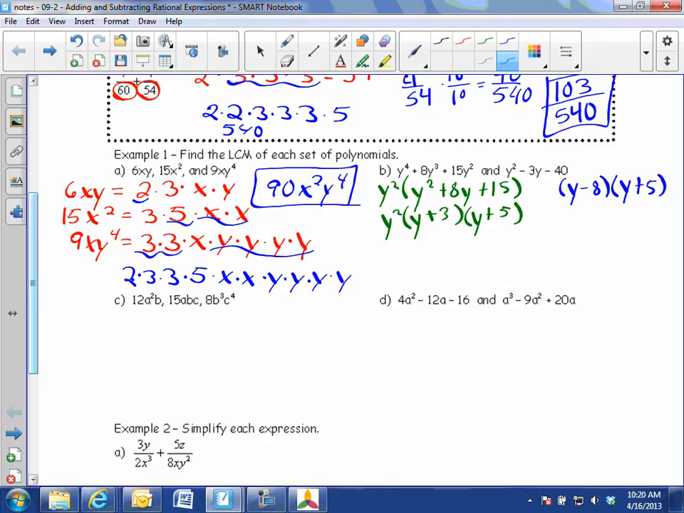So we broke it down. Now you can see the maximum amount of times each thing appears. The only double we have is y plus 5. So we just multiply everything together. So we'll have y squared times y plus 3 times y minus 8, and it only appears once, so y plus 5.